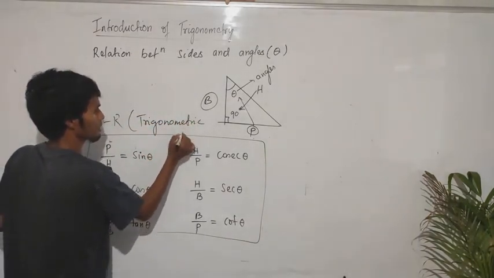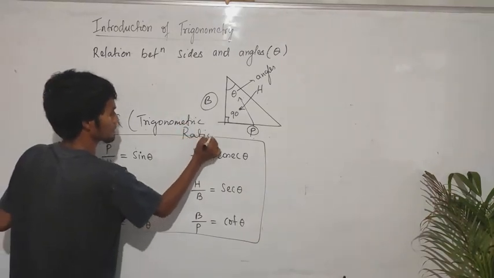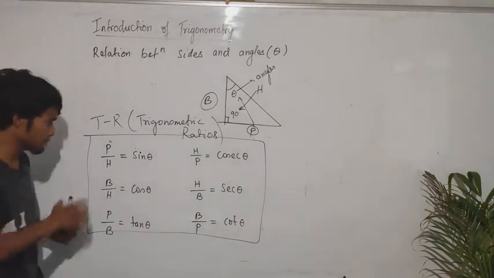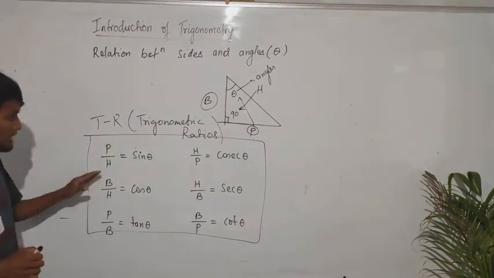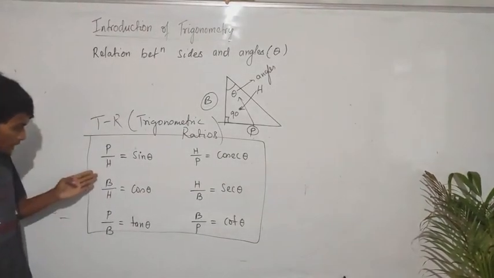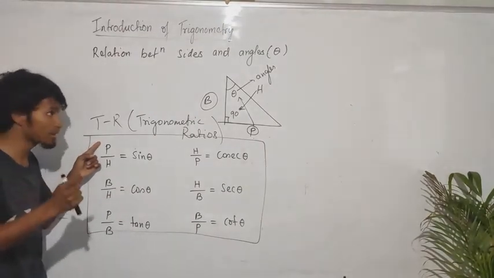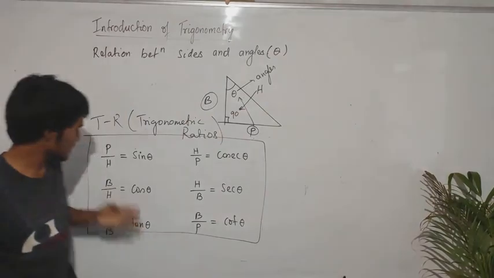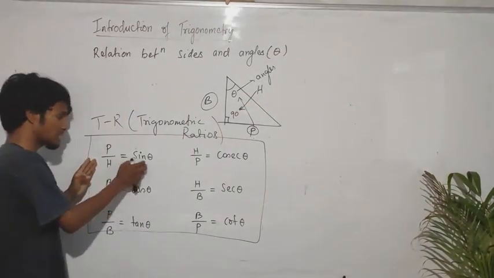Trigonometric ratios. Now do remember these formulas. Okay. Now these will be the formulas. P by H is equal to sin theta. You have to remember it. P stands for perpendicular, and H stands for hypotenuse. Perpendicular by hypotenuse will be sin theta.